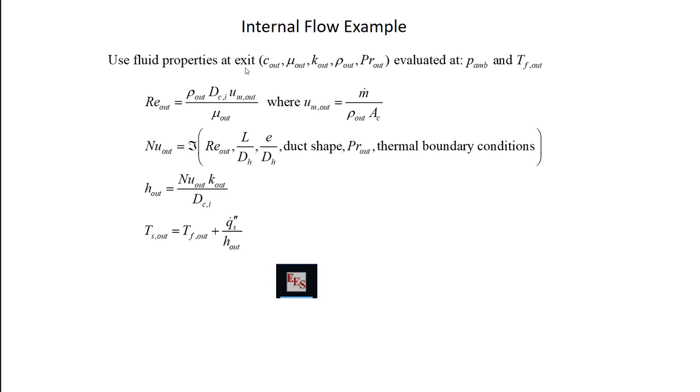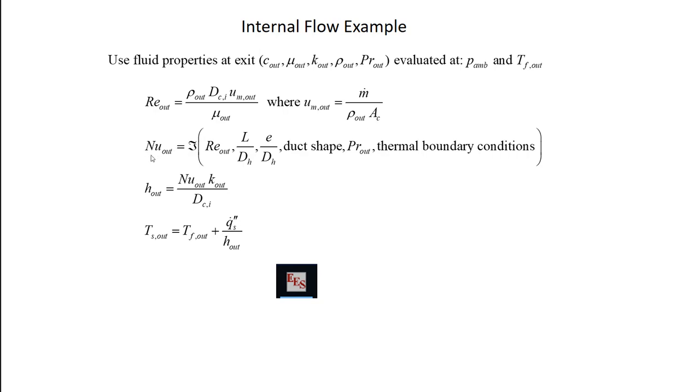I'll use the fluid properties right at the exit, right? So this is all the fluid properties at the exit, evaluated at the exit pressure, which is just P ambient, and the exit temperature, which is like 195 Kelvin. So I'm going to calculate the Reynolds number, right? Same calculation. Now I'm just using the outlet density and viscosity and the outlet mean velocity, right? So I'll calculate that with the outlet density.